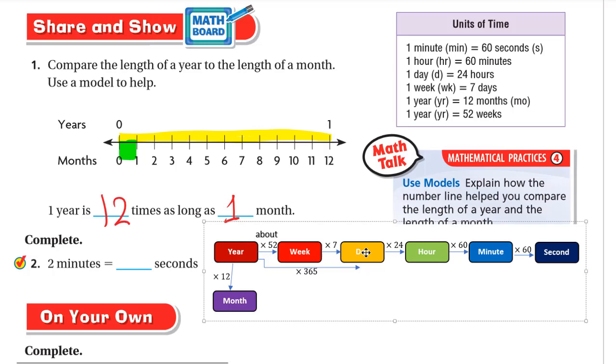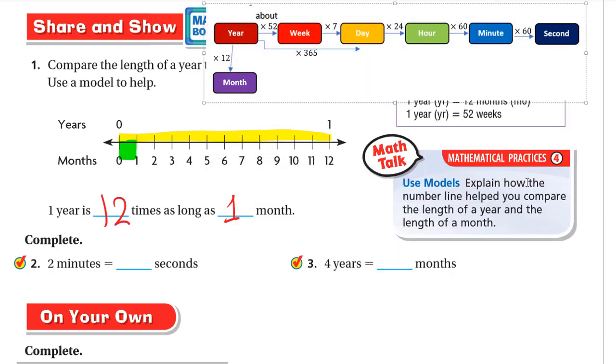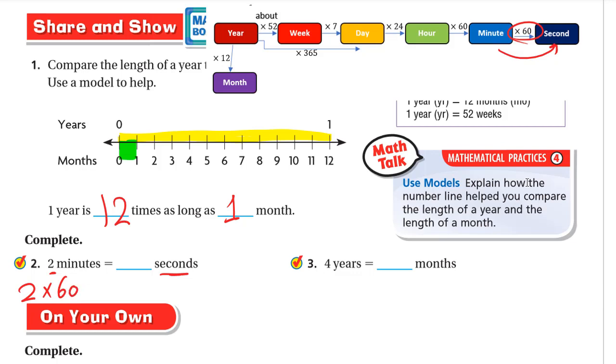Okay, number 2. 2 minutes equals how many seconds? So from minute to second means multiply by 60. The minute has 60 seconds. So 2 multiply 60 equals, we put this 0 out here, and 2 multiply 6 is 12. So 120 seconds. 4 years equals how many months?